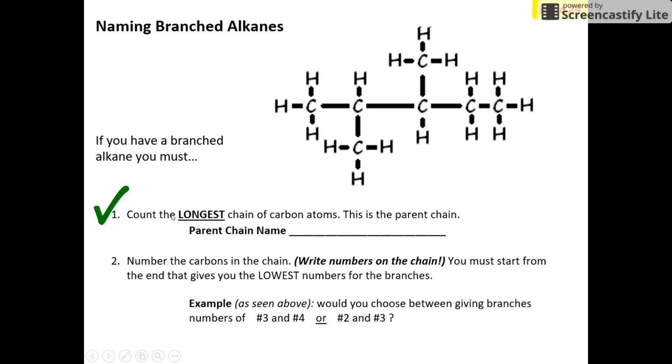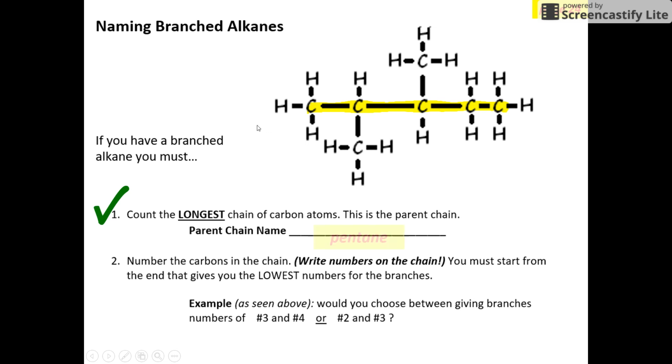First, step one says we count the longest chain of carbon atoms, and this is the parent chain. We have to look around and find the longest possible chain of carbon atoms in this diagram. It looks like right there, we've got 1, 2, 3, 4, 5 carbons. So there's no way to get a longer chain. Just right on through here, 5 carbons.